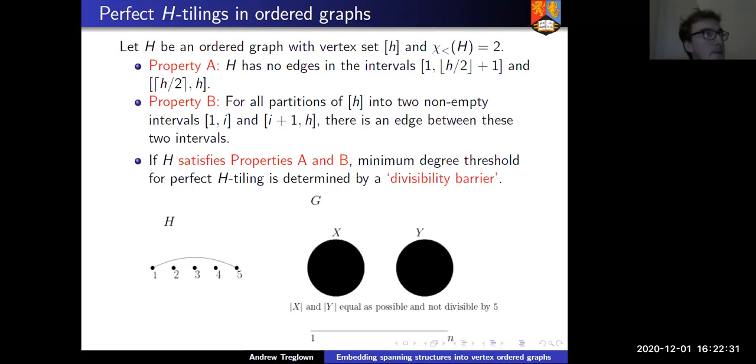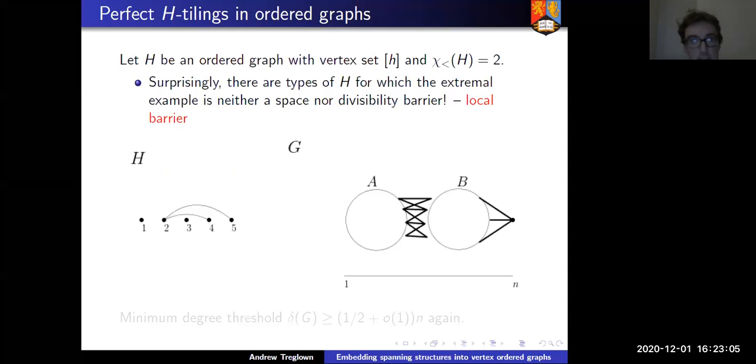Okay, so I think this example is instructive because it's showing that even really sparse graphs, you get these sort of divisibility problems coming in. Okay, so those are the two main constructions. And so far, what we're seeing are divisibility barriers and space barriers, like what was happening in the Kühn–Osthus theorem. But perhaps surprisingly, that's not the only thing that can happen. Other stuff goes on as well.